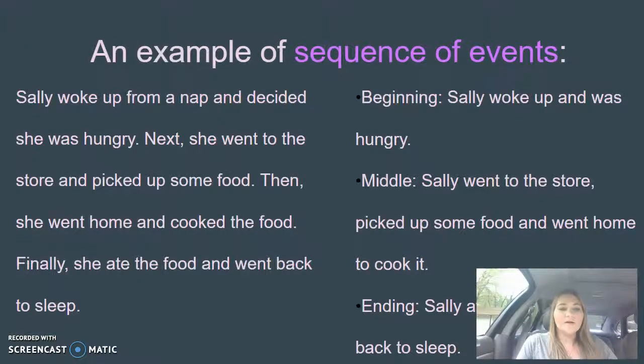Sally woke up from a nap and decided she was hungry. Next, she went to the store and picked up some food. Then she went home and cooked the food. Finally, she ate the food and went back to sleep.